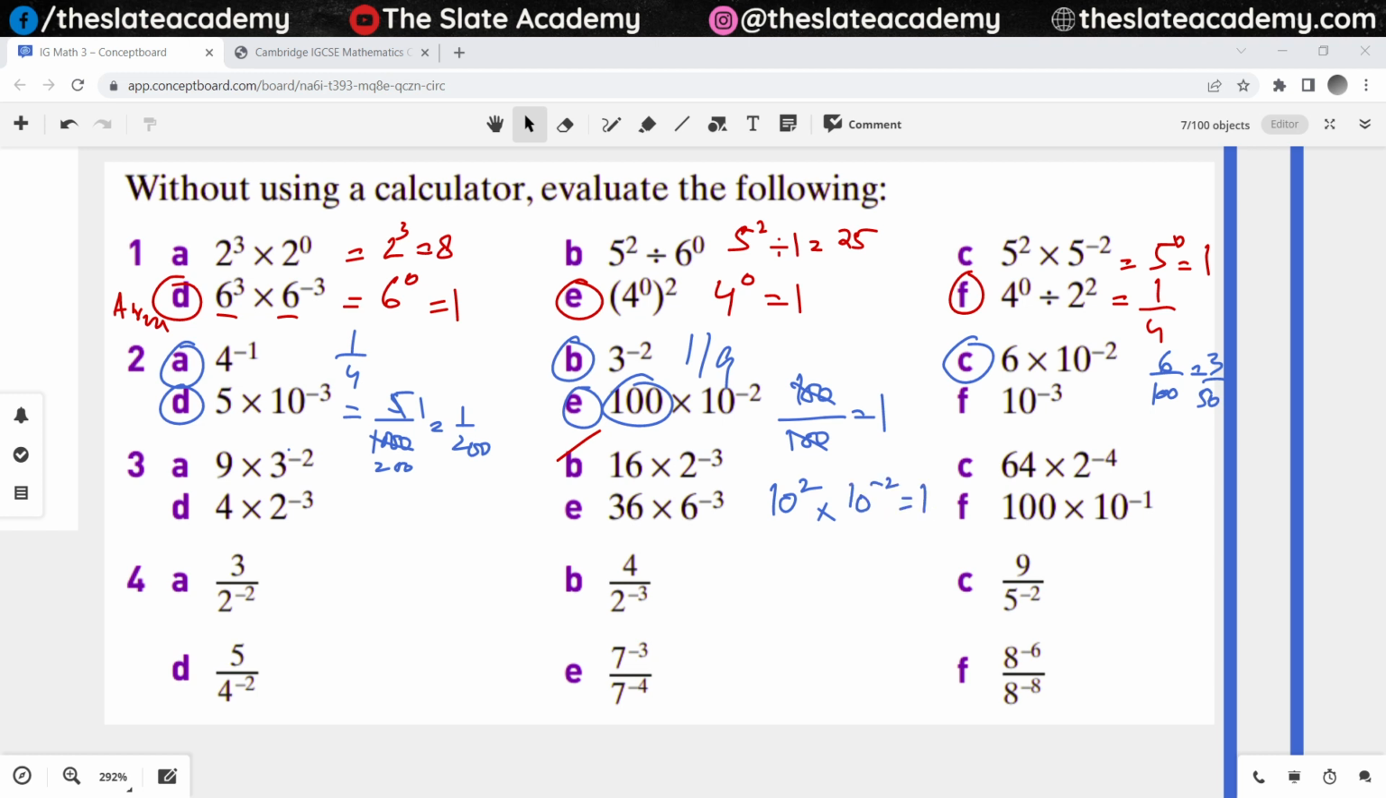Okay, Sir Arman, 2F is easy. So 2F would simply be moving 10 to the power minus 3 to the denominator. It will become 1 over 10 to the power 3 or 1 over 1000. Okay, Sir Arman, question number 3A. What's the answer? Miss Noor, question number 3A. What is the answer?